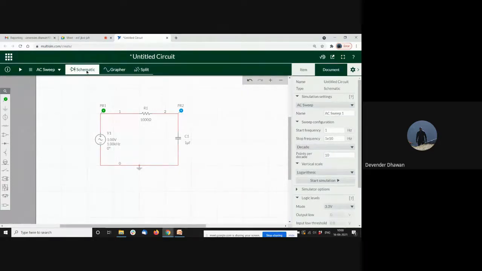So now this is our low pass circuit. If I want to make a high pass circuit, what would be the procedure?